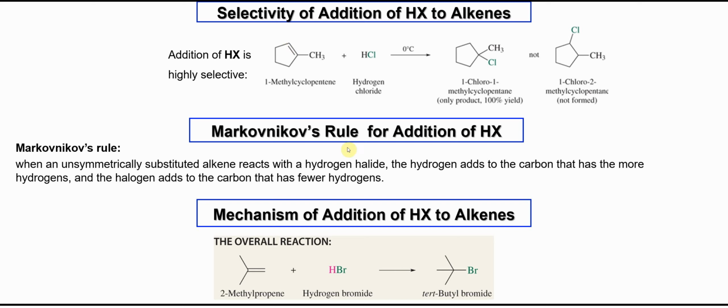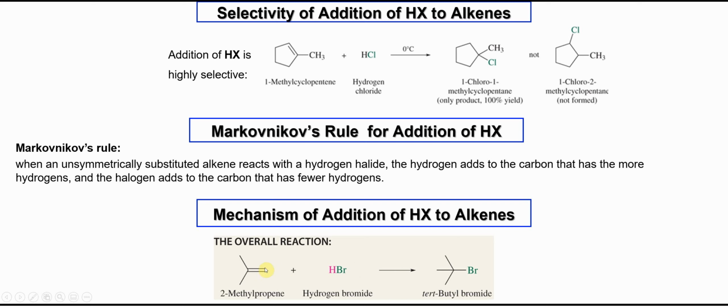For example, as a second example, if you have 2-methylpropene, you have carbon 1 and carbon 2. Carbon 1 has two hydrogens. When this 2-methylpropene reacts with HBr, where is the hydrogen going to be added?